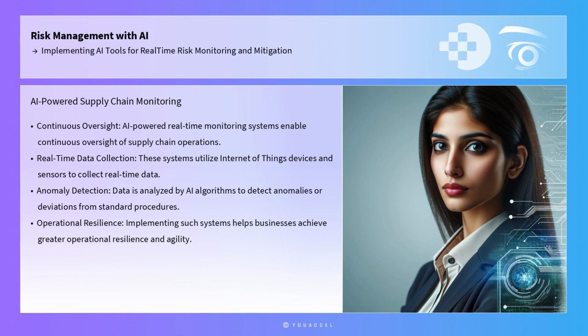Furthermore, AI-powered real-time monitoring systems enable continuous oversight of supply chain operations. These systems utilize Internet of Things devices and sensors to collect real-time data, which is then analyzed by AI algorithms to detect anomalies or deviations from standard operating procedures. For example, IBM's Sterling Supply Chain Insights platform uses AI to provide real-time visibility and predictive insights, helping companies anticipate disruptions and optimize their responses. By implementing such systems, businesses can achieve greater operational resilience and agility.